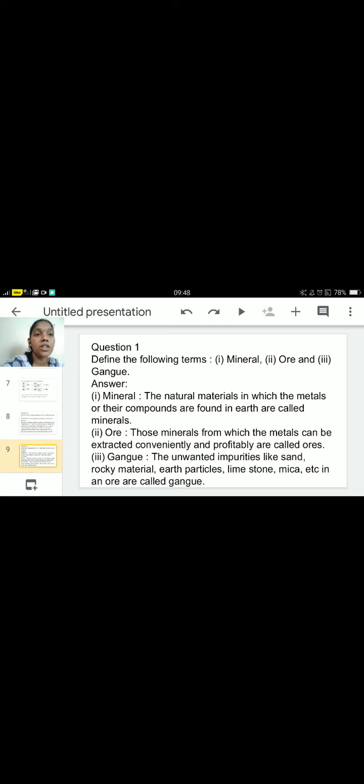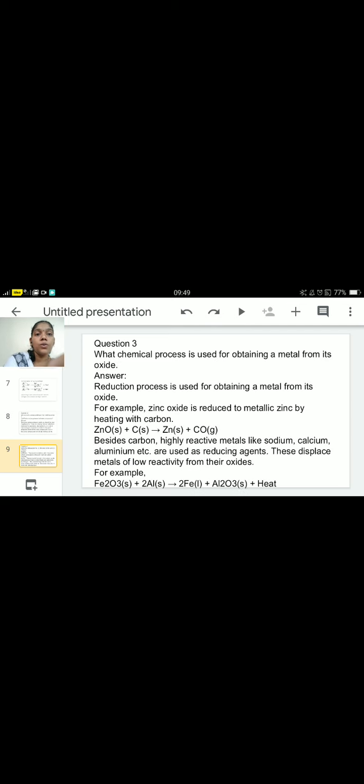Next, define the terms mineral, ore and gangue. So what is mineral? The natural materials in which the metal or their compounds are found in earth are called as minerals. What is ore? Those minerals from which the metals can be extracted conveniently and profitably are called as ores. And what is gangue? The unwanted impurities like sand, rocky material, limestone, mica, etc. in the ore are called as gangue.